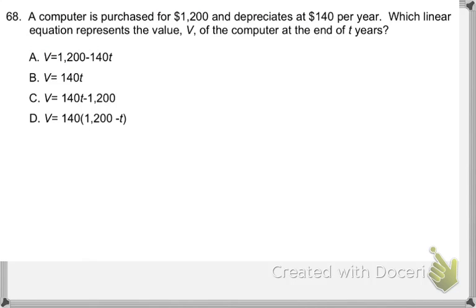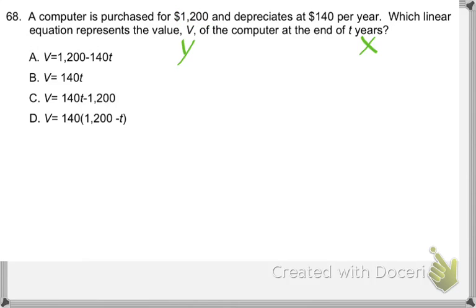Alright, number 68. A computer is purchased for $1,200 and depreciates at $140 per year. Which linear equation represents the value V of the computer at the end of T years? Now, I think you'll agree, the number of years that go by is going to cause it to go lower in value. So the value is going to depend on T. So the value is like our Y, and T is like our X, as far as thinking input, output, X, Y, that type of stuff. Now, let's just look at the other numbers. It has an initial value of $1,200, and then depreciates $140 per year.